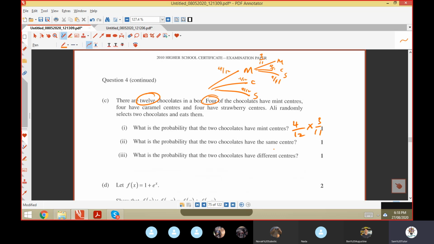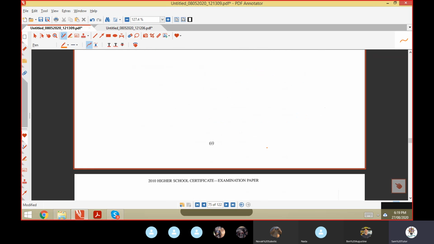What's the probability that the chocolates have the same center? Well, wouldn't it be 4 out of 12 times 3 over 11 times 3? Because it's for mint, mint, caramel, caramel, and strawberry, strawberry. So it's the answer times 3. What is the probability that the two chocolates have different centers? Well, wouldn't that be 1 minus the probability of them having the same center? And that would be my answer. We can check it, but does anyone have a different answer? Let's check it. I don't want to get it wrong.